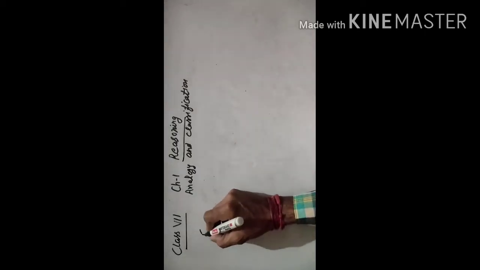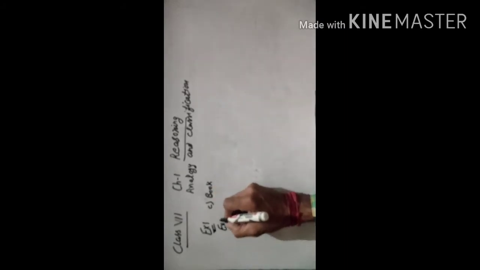Good morning, students. Today, reasoning chapter 1, class 7th, that is analogy and classification. Analogy means a comparison between two things that shows a way in which they are similar. And now, see first example number 1, that is letter is to word and page is to book. So, answer C is the book.